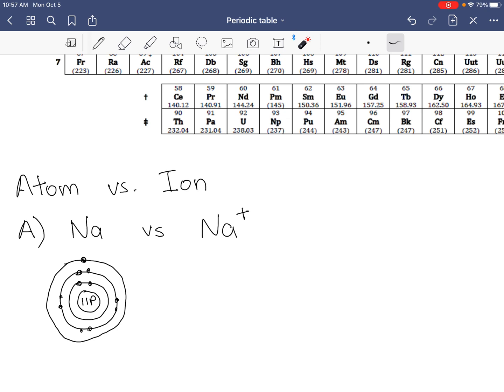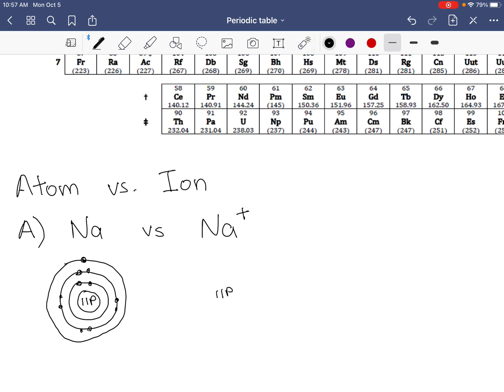Because that's exactly what all atoms want to do, is to look like a noble gas, and it will try to look like its nearest noble gas. In this case, it would be neon, wouldn't it? By getting rid of just one electron. So you can say that sodium ion, which is sodium losing one electron, is isoelectronic with neon.